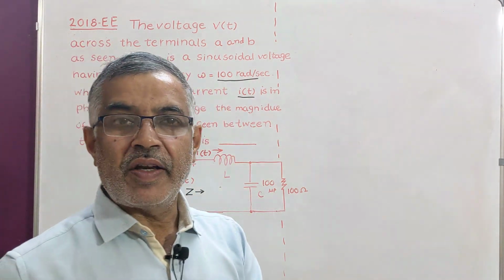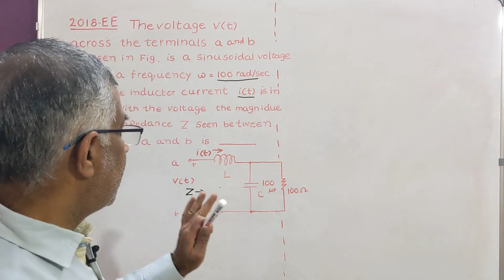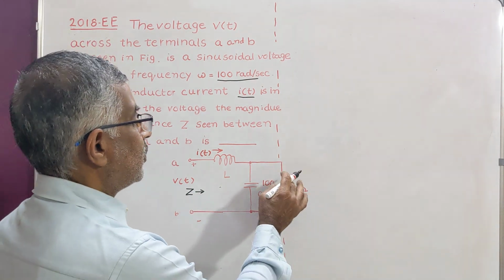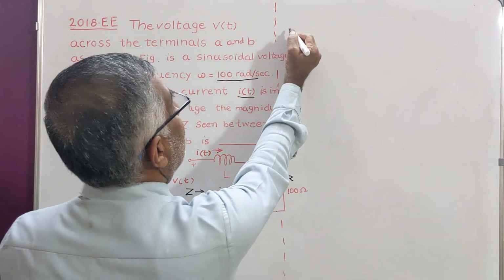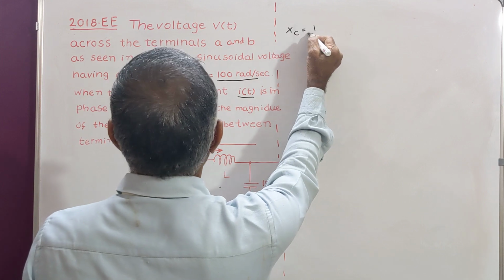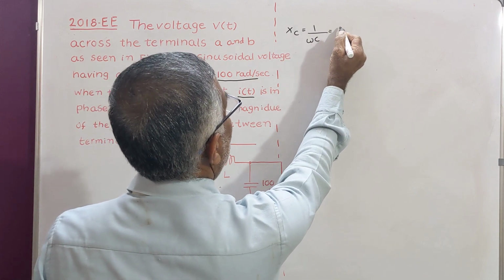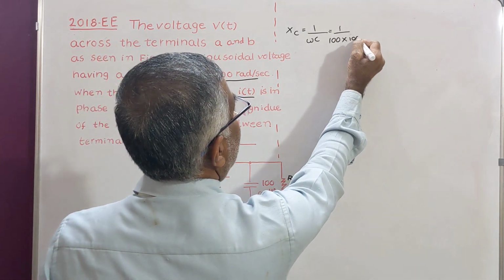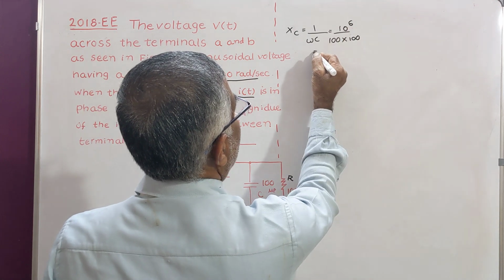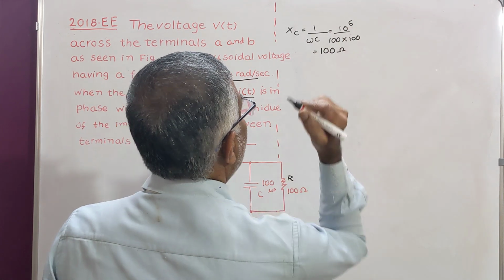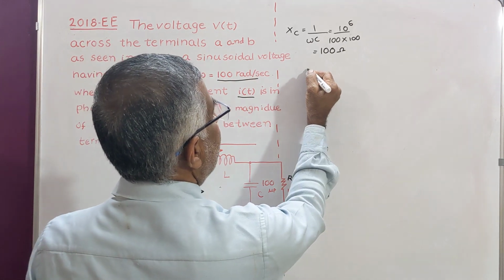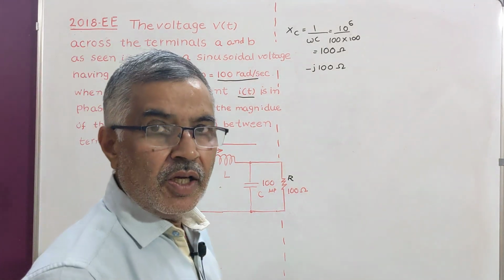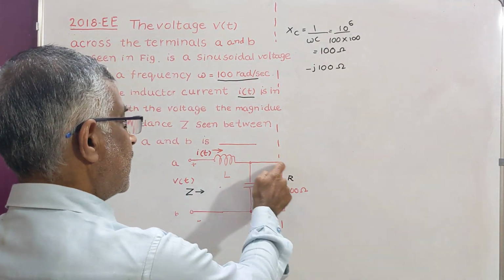L value is not given, so it is also not required. C and R values are given. First we shall find out impedance. So R is 100 ohms. What about XC? XC is 1 over omega C, that is 1 over 100 into 100 microfarad, that is 100 ohms. Therefore, it is represented as minus J100 ohms.